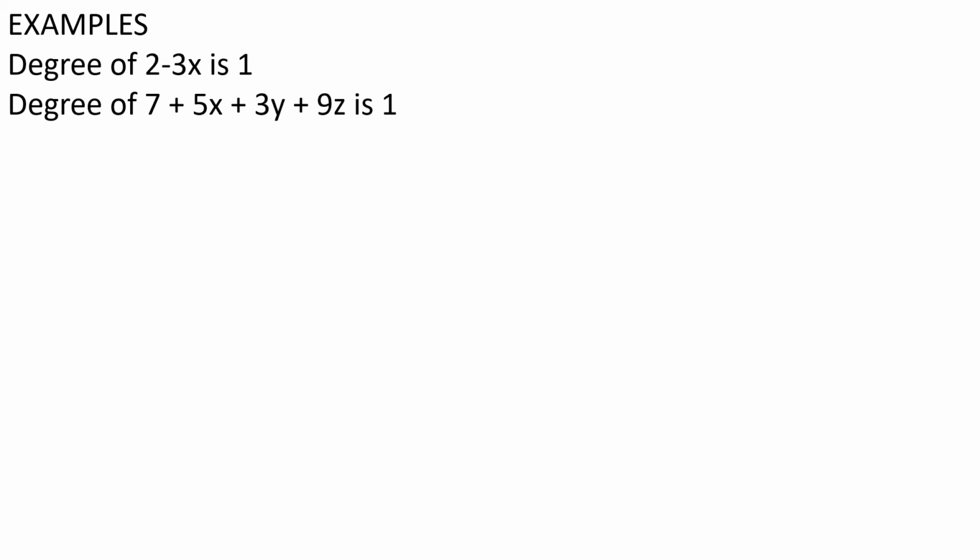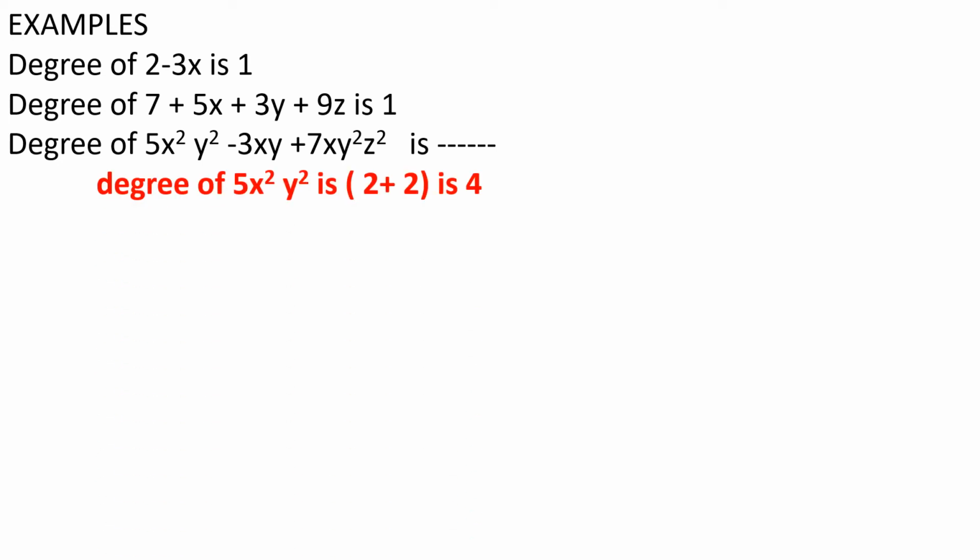One example, here the degree of 2 minus 3x is 1 because the highest power is 1 over here. What about over here? 7 plus 5x. The degree of x is 1, degree of y is 1, degree of z is 1. So if you are going to compare each term over here, the highest degree is 1. Now come to this question. Degree of 5x square y square. So what is the degree of this term? 2 plus 2 is 4.